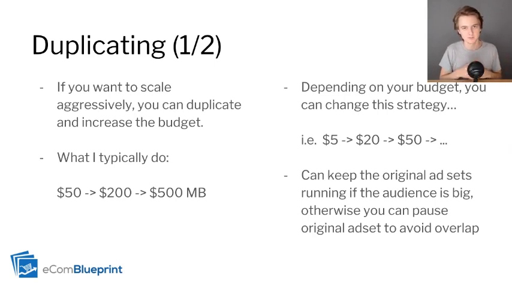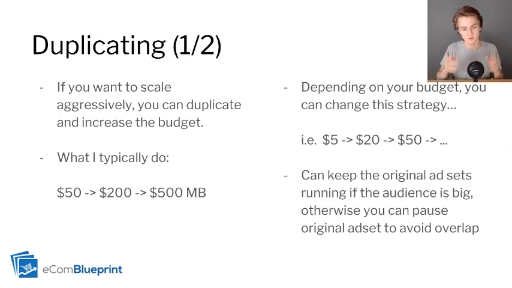But if you have an audience of like 100 million people or 50 million people, realistically, you can duplicate a lot and you're not going to get audience overlap because the audience is so big. And so, that's what you can do with duplicating, and it's really for scaling aggressively. Like I said, if you want to be conservative and scale slow and steadily, then I would just recommend increasing budgets 20 to 30% every 2 days.